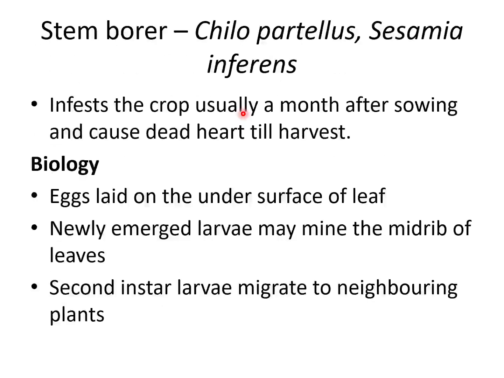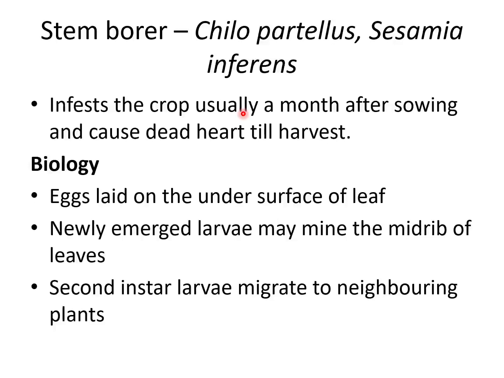The next pest is stem borer. We have two stem borers: sorghum stem borer, that is Chilo partellus, and Sesamia inferens, that is pink borer. This is in contrast to shoot fly, which attacks the crop within 1 month after planting. Stem borer is a pest which attacks the crop 1 month after planting. Once the shoot fly population decreases, slowly the stem borer population increases.